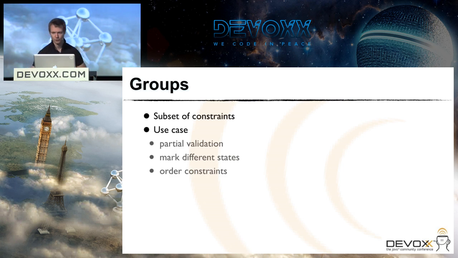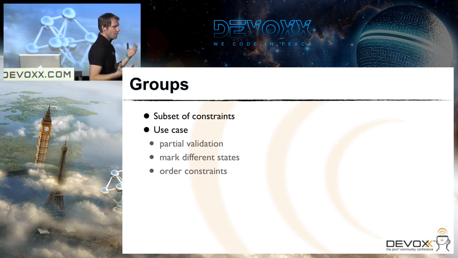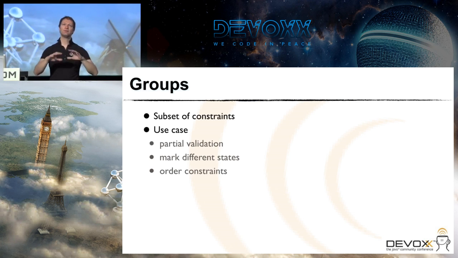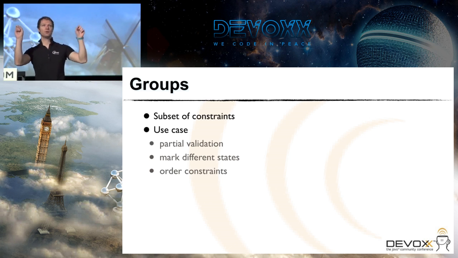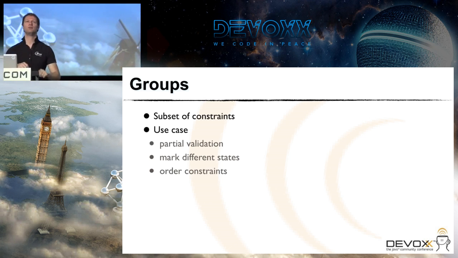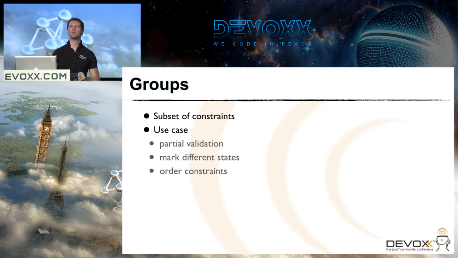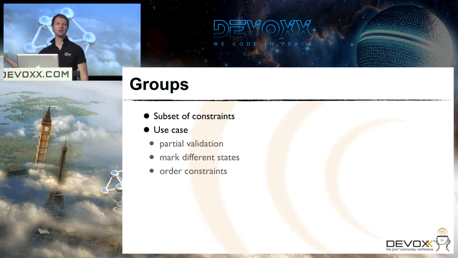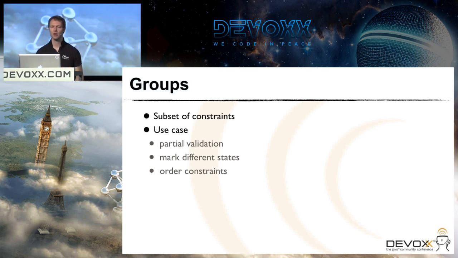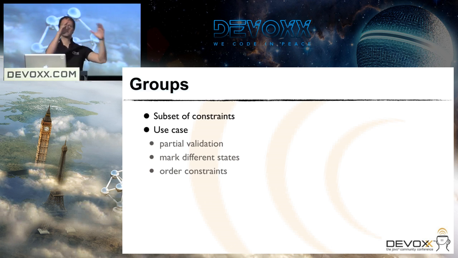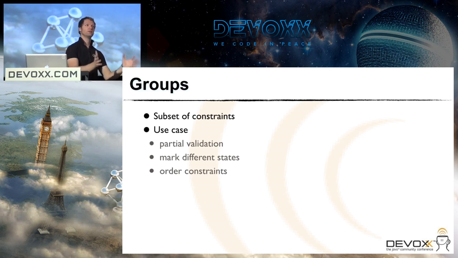Another feature we had introduced in version 1 is the notion of group, and the notion of group lets you. So by default, constraints are in what we call the default group, and when you validate an object, we validate all the constraints in the default group. But what if some of the constraints must be validated in one case, but not in another? Groups are here to let you define subgroups of constraints you want to validate at a given time.